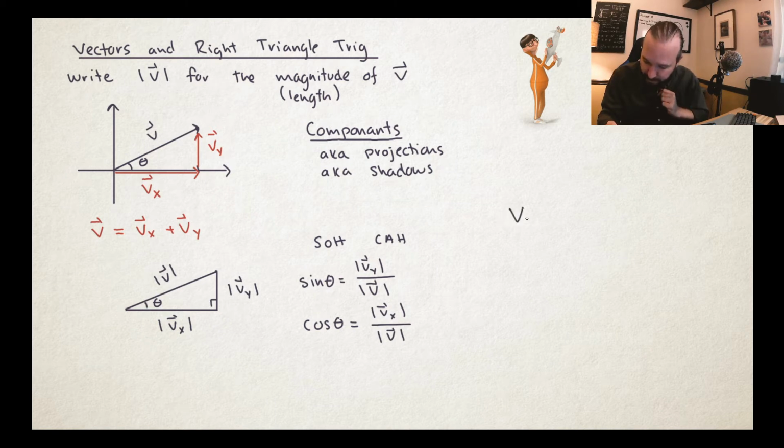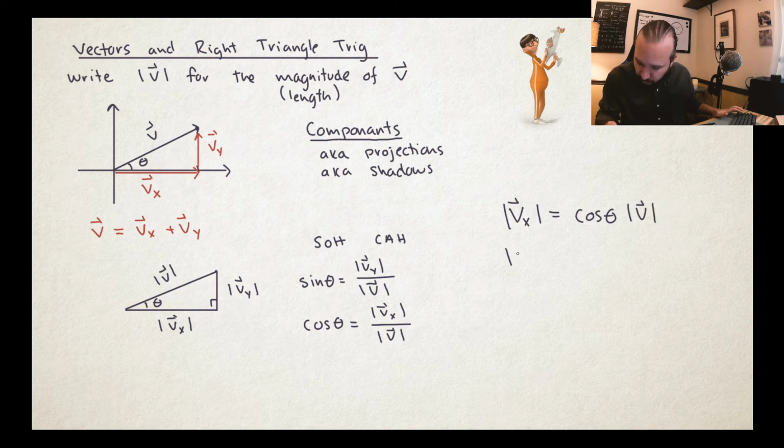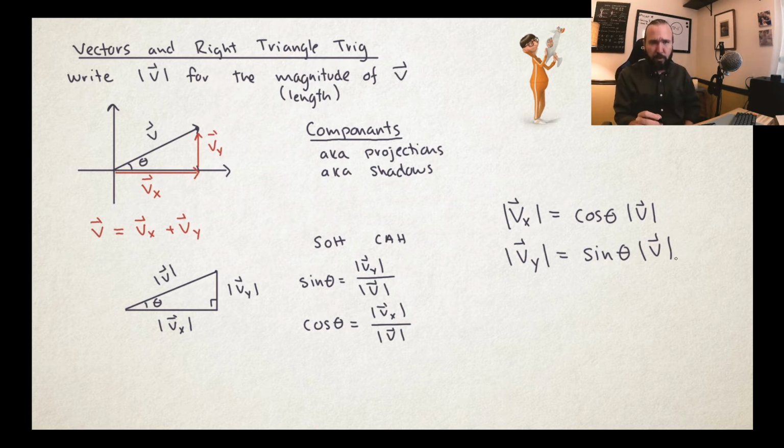The magnitude of v sub x, okay, if I multiply both sides by the magnitude of v there, I would just have the magnitude of v sub x left, which will be cosine theta times the magnitude of v. Always like to put my little arrows on top. And likewise, the magnitude of v sub y will be the sine of theta times the magnitude of v. Okay, so now we know how to take a vector and break it down into its two components.